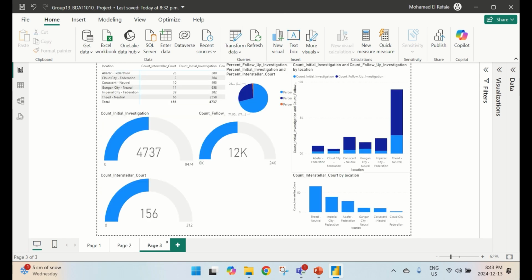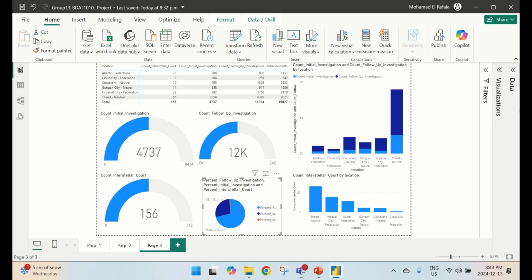On the third page here we have a comparison between the three types of investigation: interstellar court, follow-up, and initial investigation, between locations. From this one, we can see that the first observation is the counts. So we have initial investigation count total 4,337. Total follow-up investigation is 12,000, and the total interstellar court is 156.